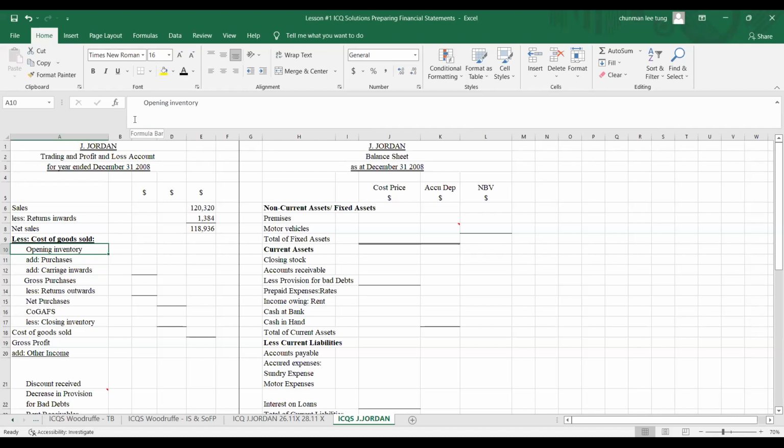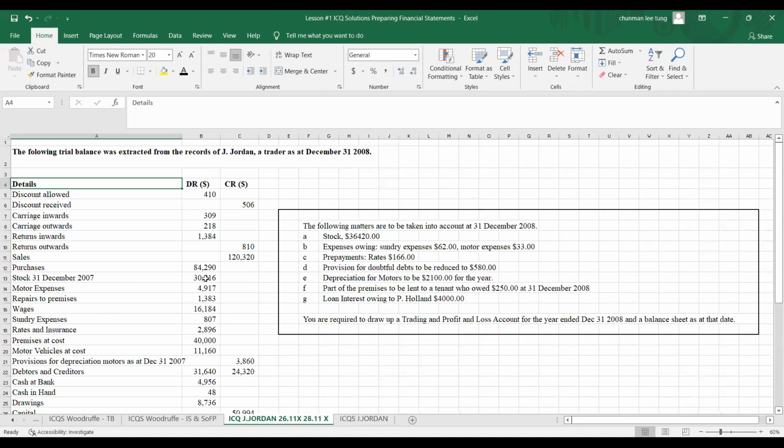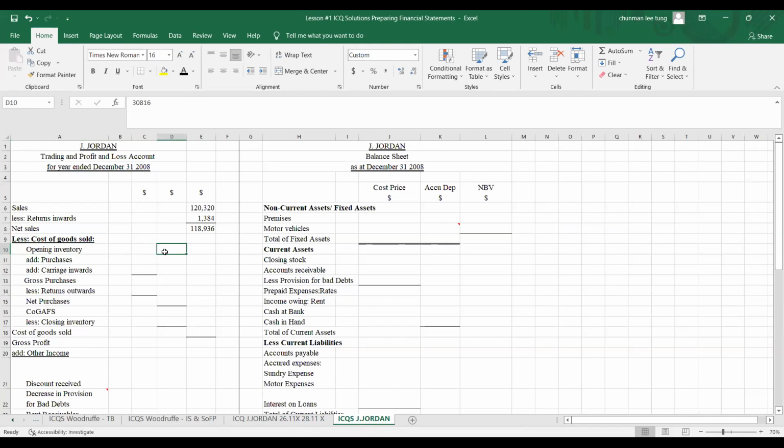From what I'm seeing here in the chat, we said that the opening stock will be found inside the question itself, whether it be in the trial balance or in the list of items that is presented. In this case, let's just go back. The opening stock, we see it here highlighted at 30,816. So we should account for 30,816. And any stock outside the question itself will be our closing stock.